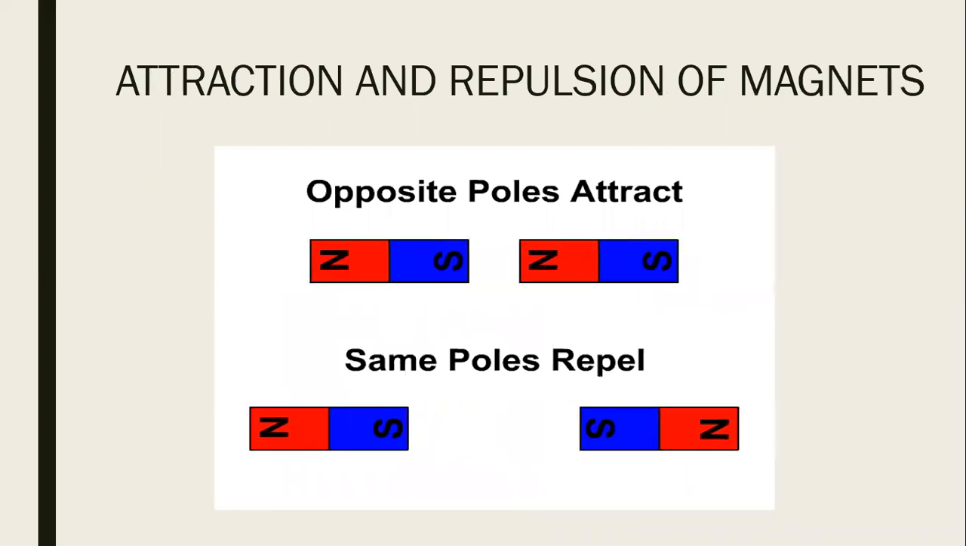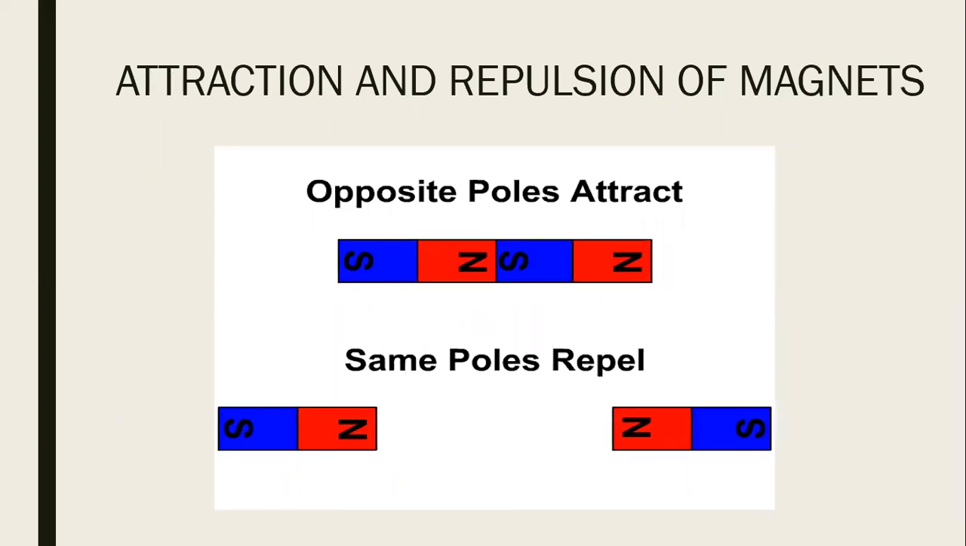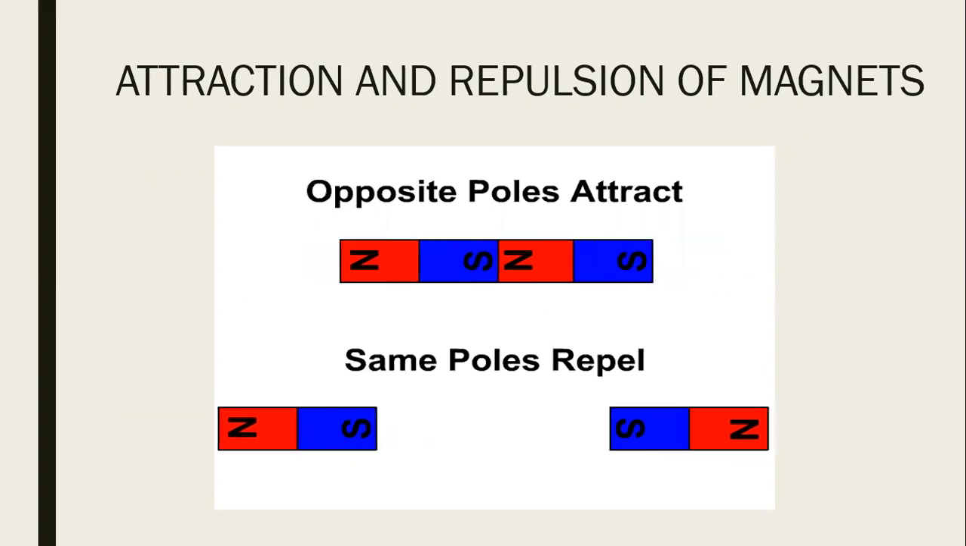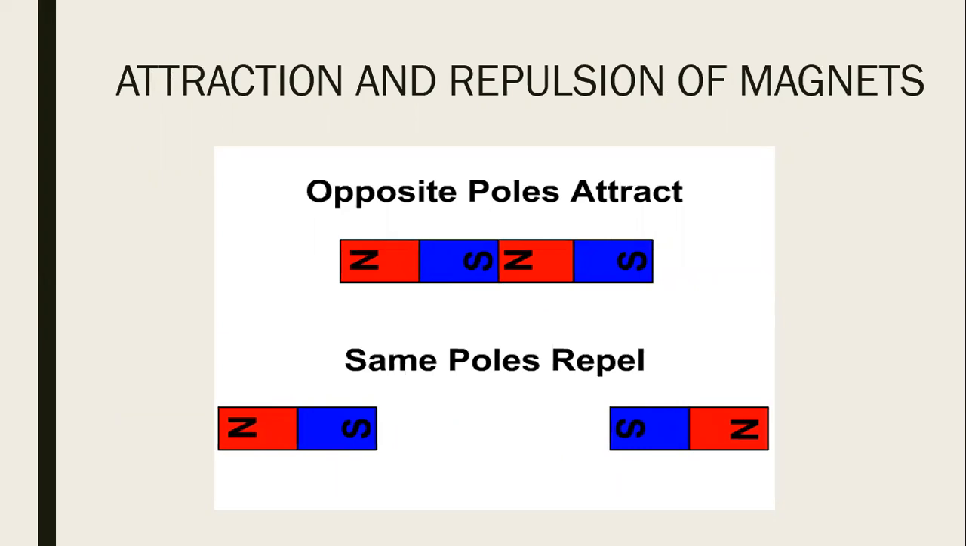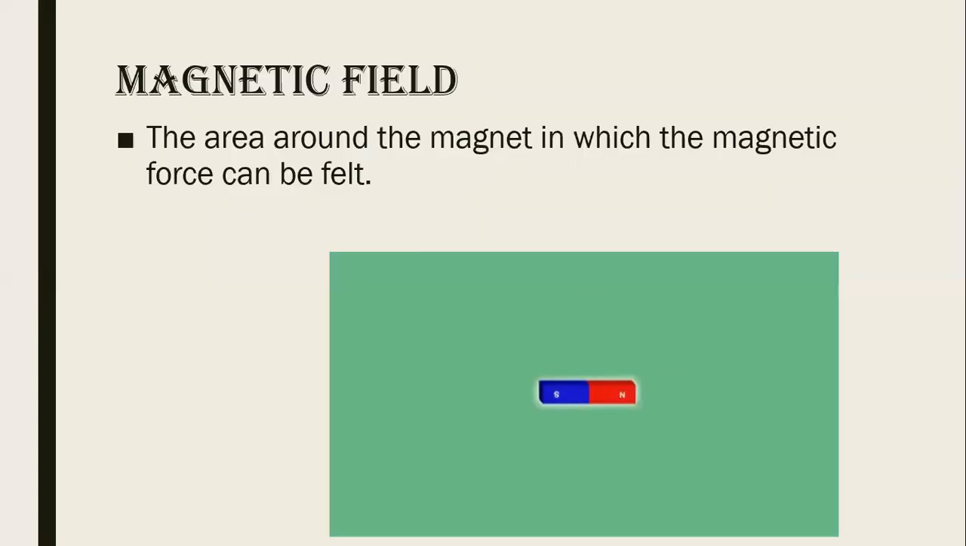Attraction and repulsion of magnets. Opposite poles attract each other, whereas like poles repel each other. The magnetic force exerted by a magnet is felt only in a particular area around the magnet. The area around the magnet in which the magnetic force can be felt is known as magnetic field.